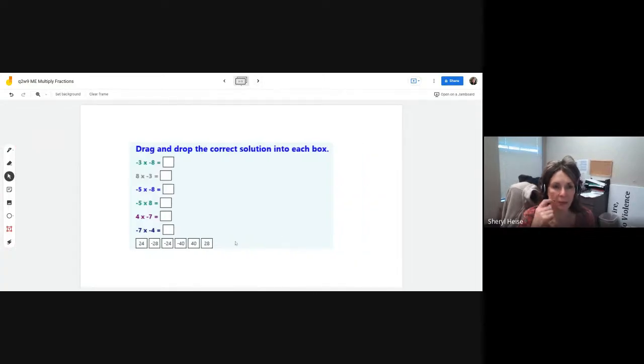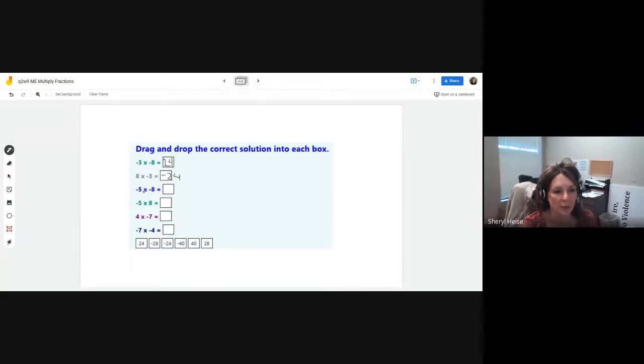Okay, here's one of the questions you might see in Moodle this week. It says to drag and drop the correct solution into each box. -3 times -8. They're both negative. The answer is positive 24. I can't drag and drop here, so I'm going to just very neatly type in the answer. 8 times -3. This time we just have one negative number here, so the answer is going to be -24.